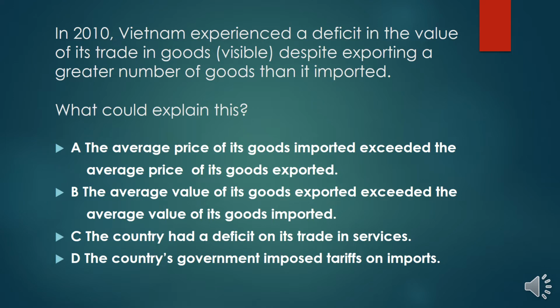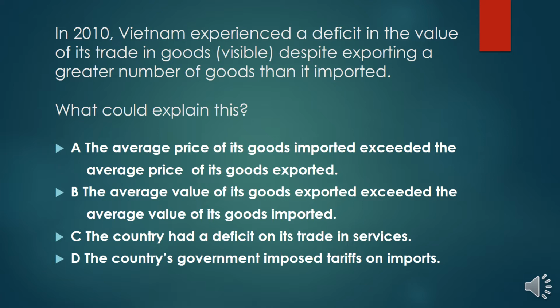In 2010, Vietnam experienced a deficit in the value of its trading goods, that means visible trade account, despite exporting a greater number of goods than it imported. Actually, Vietnam is exporting more goods than it imported. Then why is Vietnam experiencing a deficit? What could explain this? That is the question.